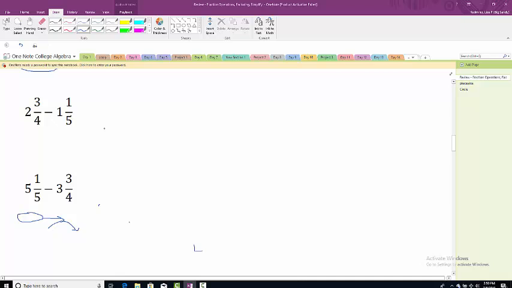Okay, again, with subtraction, just like addition, we can either change these into improper fractions, or we can just go ahead and borrow. Or in this case, we won't have to borrow. We can change it 2 3/4. I'm going to have a common denominator, so that's going to change to 2 15/20.